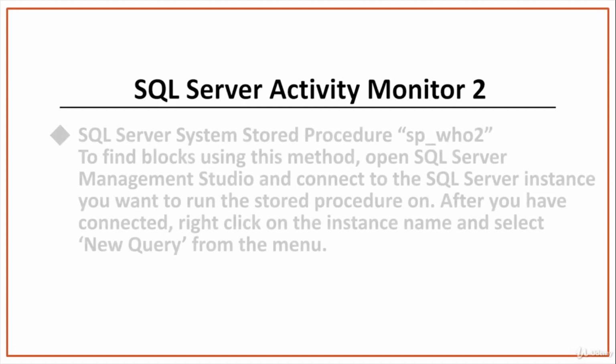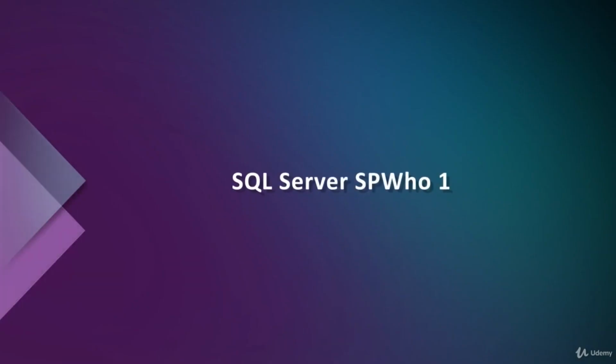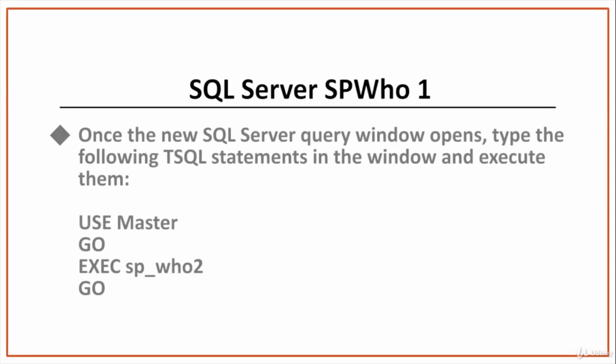SQL Server System Stored Procedure sp_who2. To find blocks using this method, open SQL Server Management Studio and connect to the SQL Server instance you want to run the stored procedure on. After you have connected, right-click on the instance name and select New Query from the menu. SQL Server sp_who2 1.